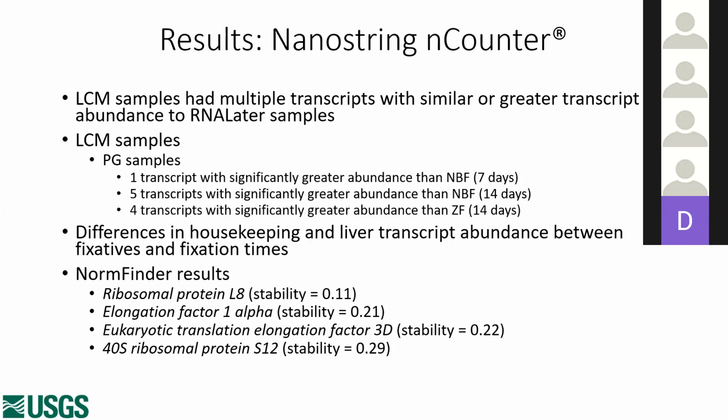So the results for the NanoString encounter showed that the LCM samples had multiple transcripts with similar or greater transcript abundance to RNAlater samples. I was hoping that this would be the result, and I'm glad it was, because what it says is that although these samples were more degraded and fixed in formalin, they still worked as well on this platform as samples preserved in RNAlater.